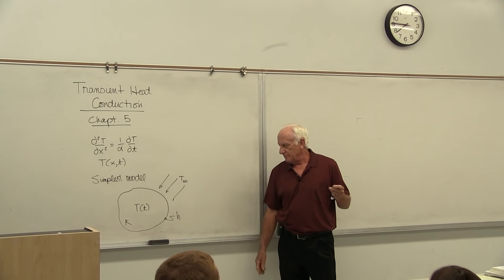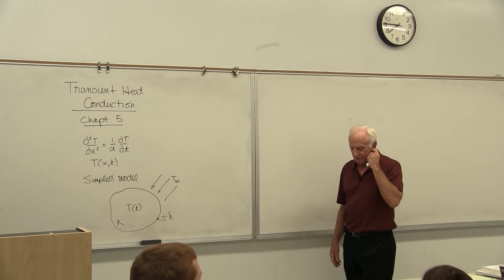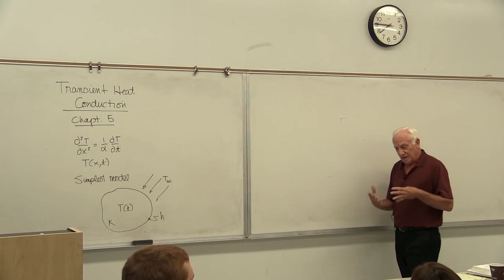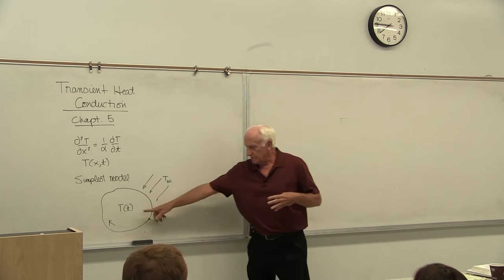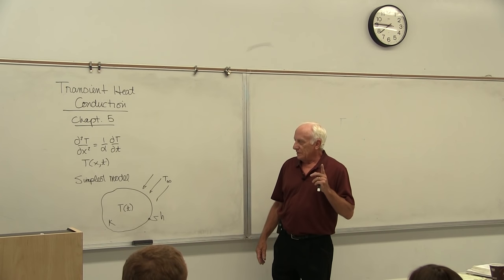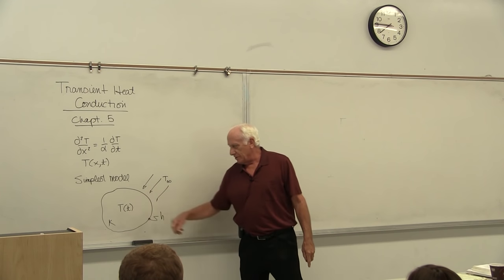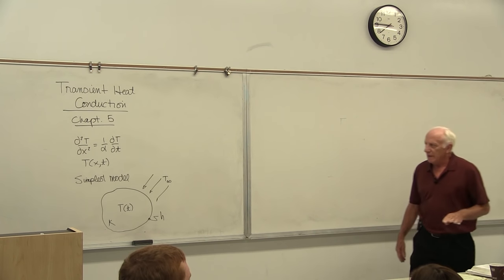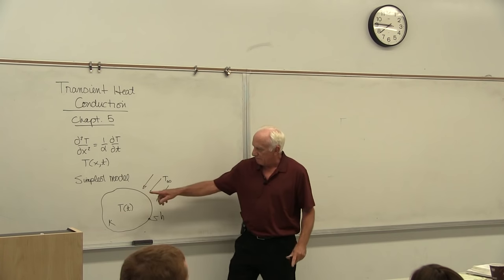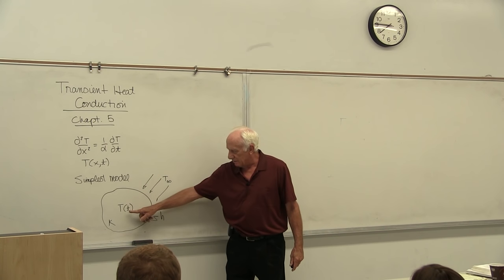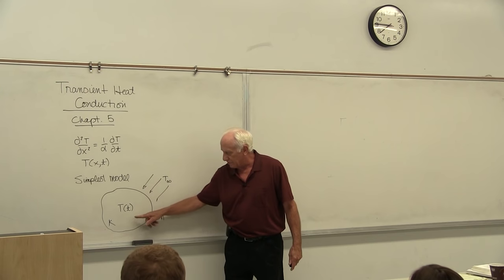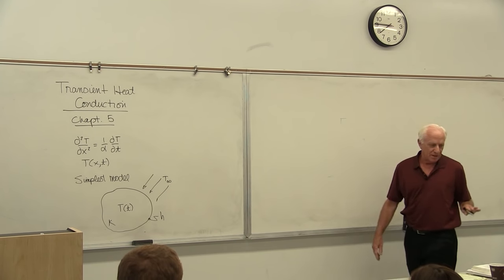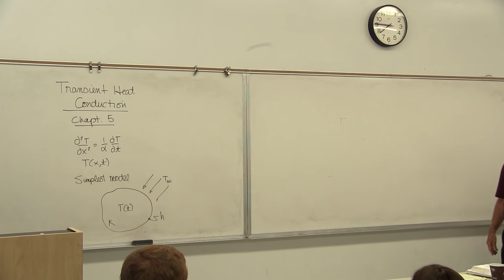We blow air over it. There's a convection coefficient on the outside surface. The object starts to cool, and the longer you wait, the cooler this object gets. But the assumption we make is that the temperature is not a function of X on that picture. It's only a function of time. At any particular time, the temperature on the surface is the same as the temperature in the middle, is the same as the temperature anywhere else in the body. Temperature is only a function of time, not of X in this particular model.